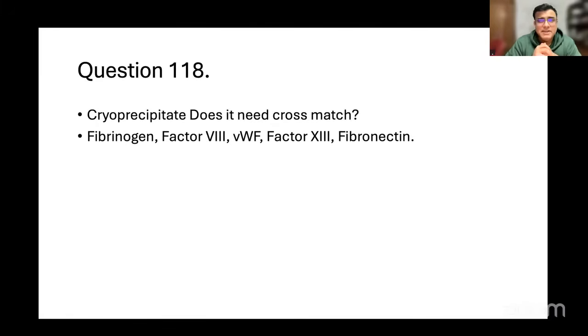Does cryoprecipitate need cross-match? Cryoprecipitate is formed by thawing plasma, and contains almost all the factors which FFP does, but it is majorly given for fibrinogen. Fibrinogen, factor 8, von Willebrand factor, factor 13, fibronectin, all of that is contained. After thawing, it is centrifuged and mixed with 10 to 15 ml of plasma.